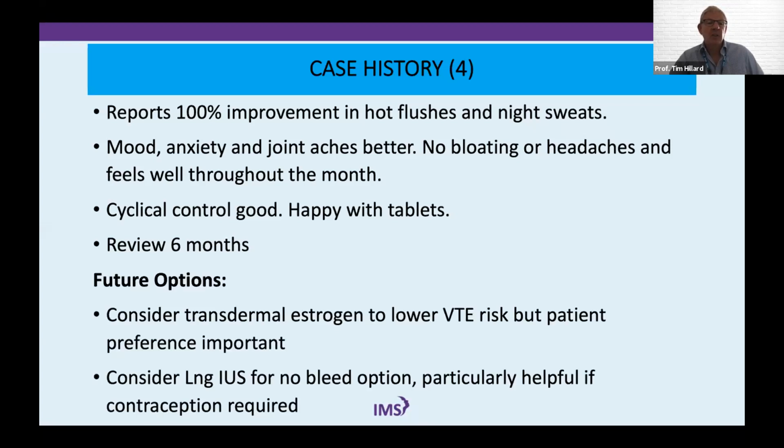Two other things to consider with her. One is that transdermal estrogen might be an option to consider to lower her VTE risk, as she does have a slightly high BMI, but it's important to accept patient preference, and it's more important that she takes something she feels comfortable with than trying to get the most pure treatment possible. And secondly, as bleeding has continued to be a problem, the levonorgestrel IUS could be an option, but in her case, her partner's had a vasectomy, and contraception was not an issue.